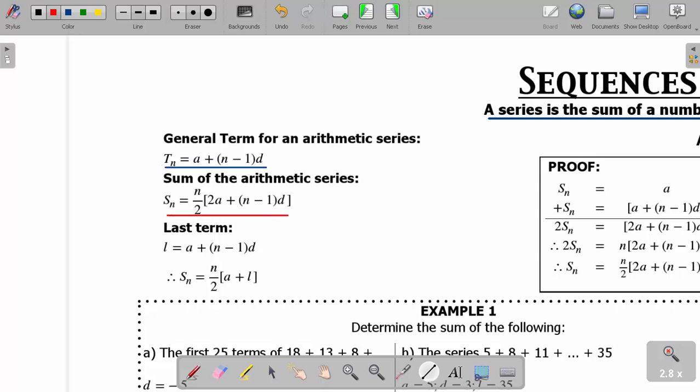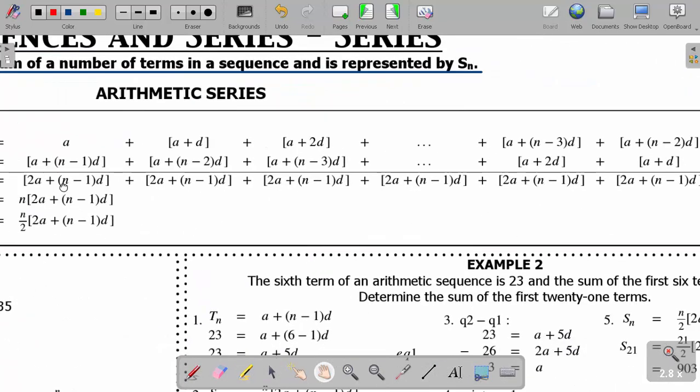If we know the last term, we can find the sum of the first n terms using, again, Sn equals n over 2 into a plus last term. Okay. Now, this proof here is examined. Please, let's go through it.